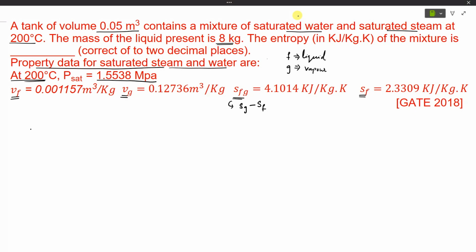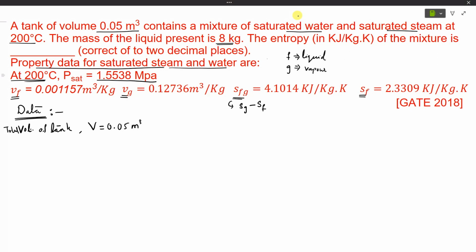So this is a question from properties of pure substance. Let's write down the other data given in the question. So that is the volume of tank, let's consider is capital V, that is equal to 0.05 meter cube. So this is the total volume of tank.